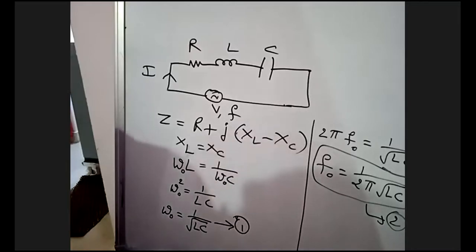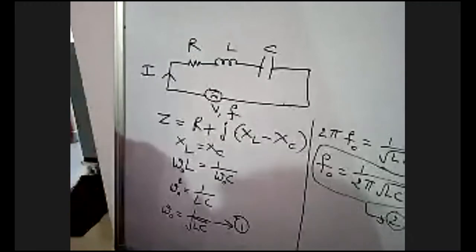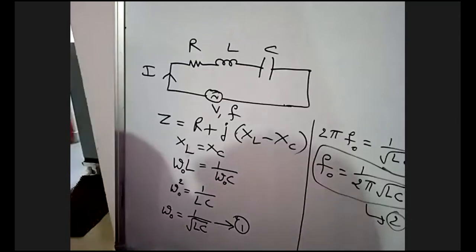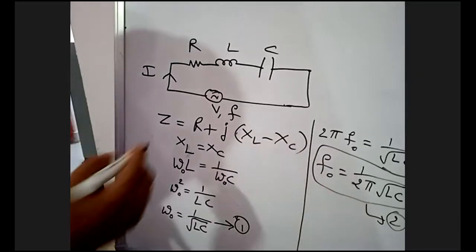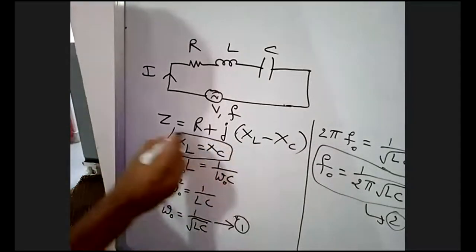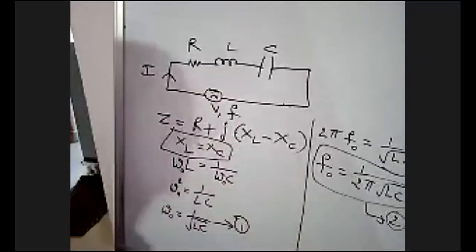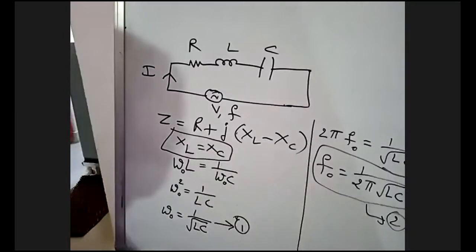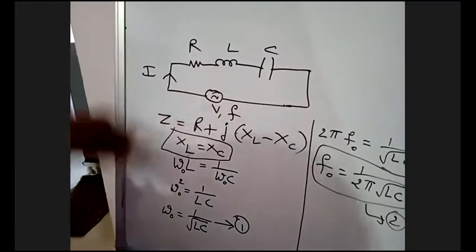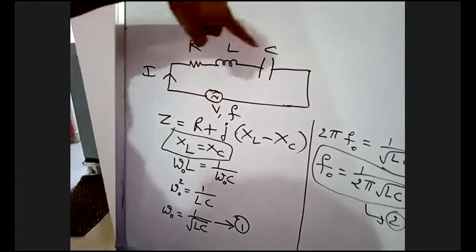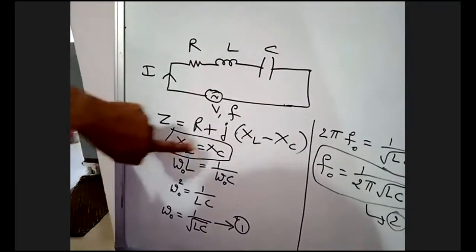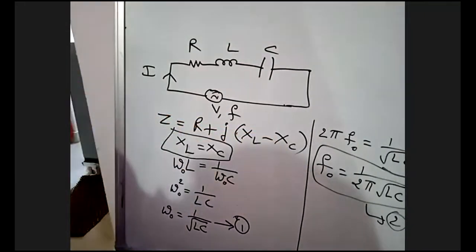So when will resonance occur? At what condition? When XL is equal to XC, we get the resonant condition. This is the resonant condition, and the resonant frequency is f naught equals 1 by 2 pi root LC. Now I will draw the curve. This is the series RLC circuit. For the series RLC circuit, resonance will occur when XL is equal to XC, and the resonant frequency is this one.